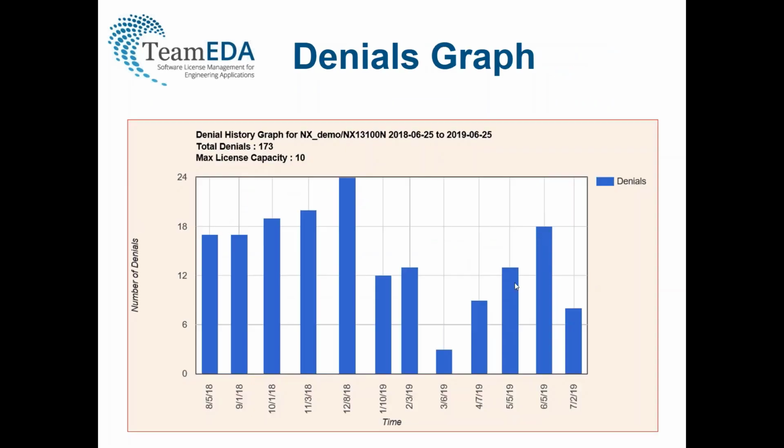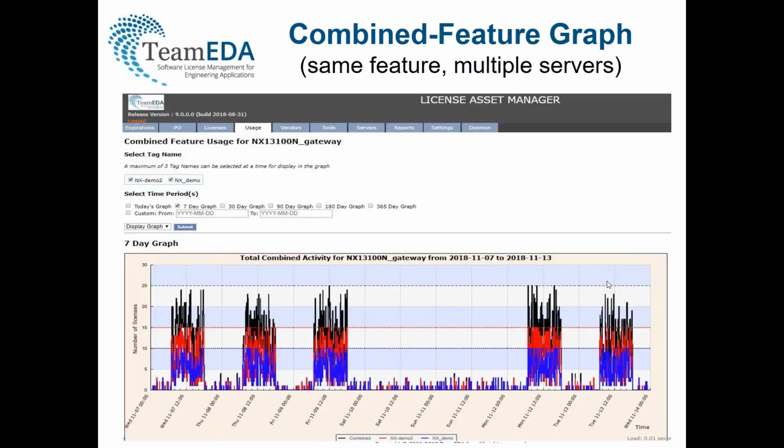We can do denial graphs, which show you basically the number of denials per day on a certain tool. Combined feature is only required if you have the same tool running on multiple license servers. So we have this tool NX13100N running on the blue server and the red server. That's described down here in the footer. And the black is the combined total. So this gives you a sense of whether you need to move licenses from one server to another. Do you have too many in total? This is a very valuable report if you have the same tool, same feature running on multiple license servers.